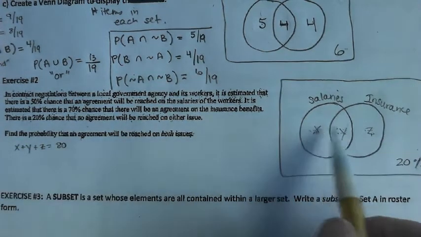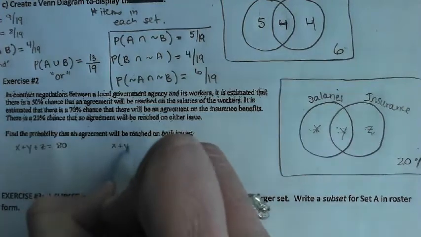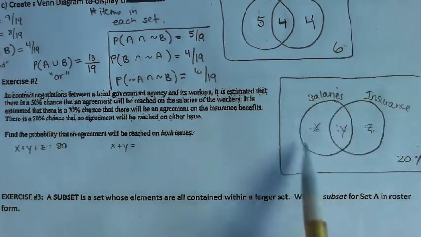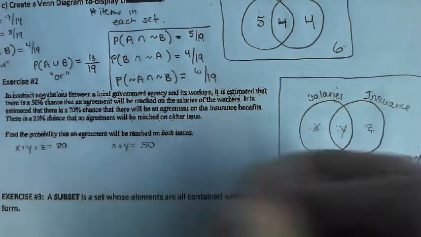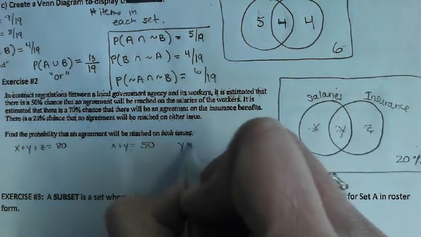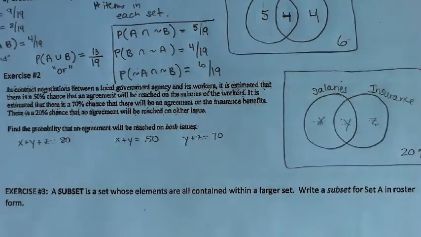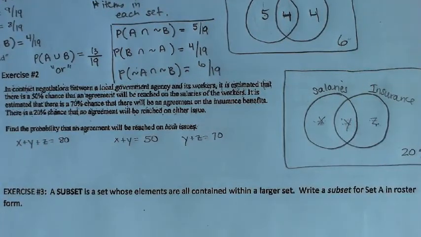And I know that x plus y has to add up to what? Salaries has to add up to 50. And y plus z has to add up to 70. So I could do a system of equations in 3 variables, which we've done before. Okay? I'm not going to do that here because there is another logical way of thinking about it.